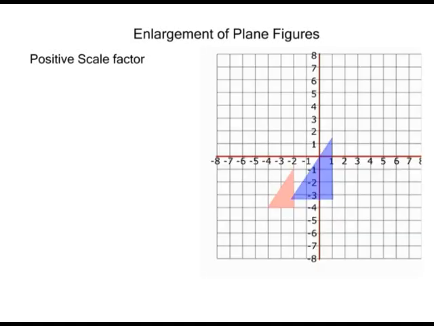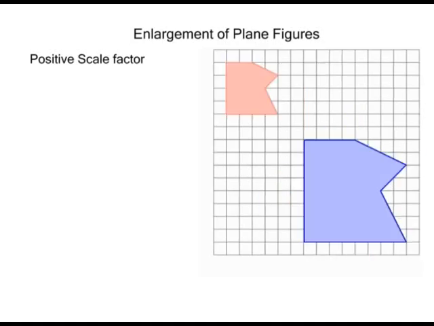Enlargement of plane figures. The nature of enlargement is critically defined by the scale factor and the center of enlargement. We have a positive and negative scale factor. Enlargement by a positive scale factor: in positive scale factor, the object and the image are on the same side of the center of enlargement. So in order to enlarge a shape, there are two things you always need to know: what is the scale factor and where the center of enlargement is.